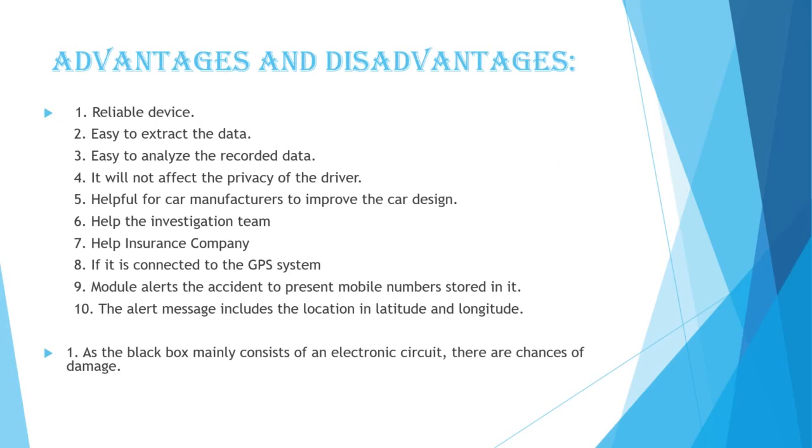Let us see the advantages and disadvantages of this car black box. Let us first see the advantages. It is a reliable device. It is easy to extract the data and easy to analyze the recorded data. It will not affect the privacy of the driver. It is helpful for the car manufacturers to improve the car design. It helps the investigation team. It helps the insurance companies if it is connected to the GPS system. This module alerts the accident to the preset mobile numbers stored in it. The alert message includes the location in latitude and longitude.